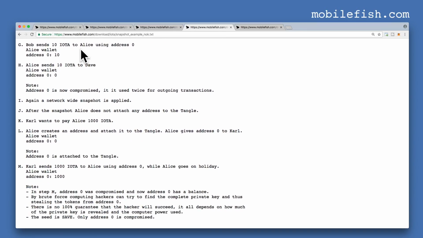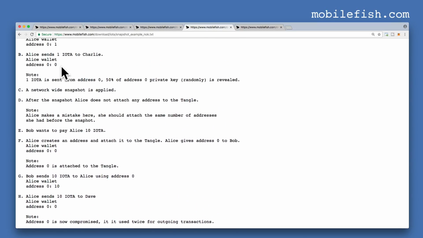Bob sends 10 IOTA to Alice using address 0. As you can see over here, address 0 has 10 IOTAs. Alice sends 10 IOTA to Dave. Address 0 is now compromised. It is used twice for outgoing transactions. This is the first time when address 0 is used for an outgoing transaction, and this is the second time where address 0 is used for an outgoing transaction.